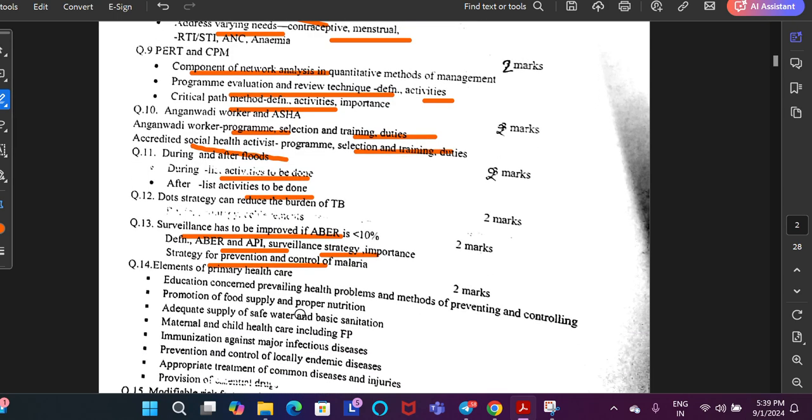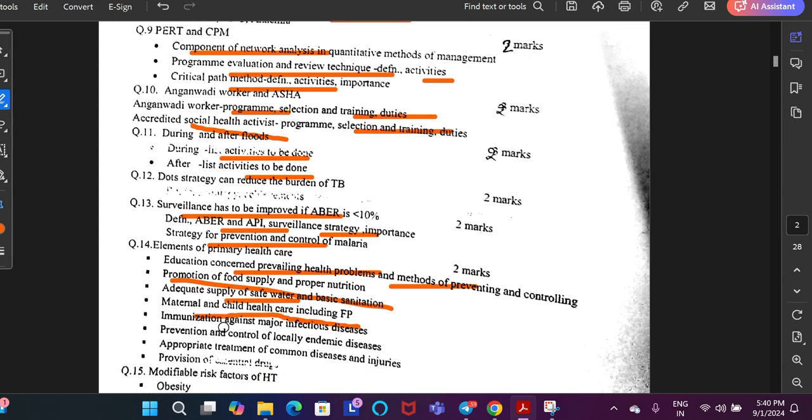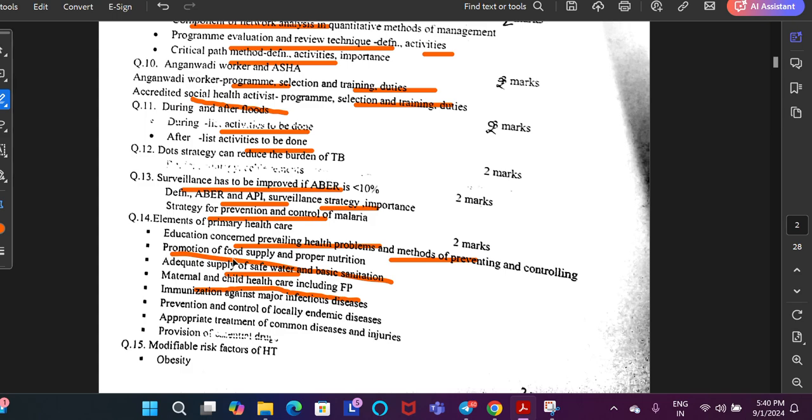Then elements of primary health care: education concerning prevailing health problems and methods of preventing and controlling them, promotion of food supply and proper nutrition, adequate supply of safe water and basic sanitation, maternal and child health care including family planning, immunization against major infectious diseases, prevention and control of local endemic diseases, appropriate treatment of common diseases and injuries, provision of essential drugs.